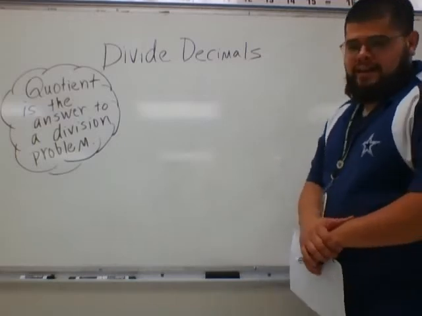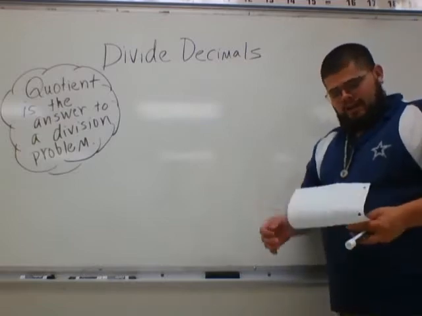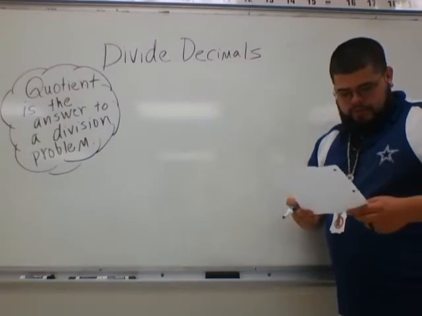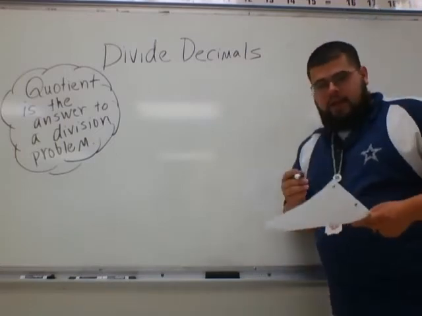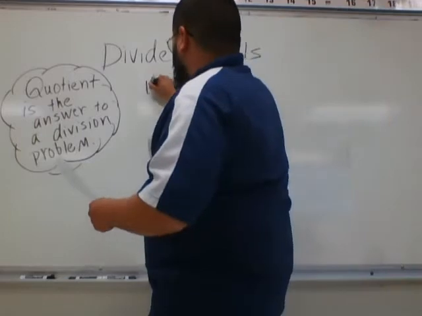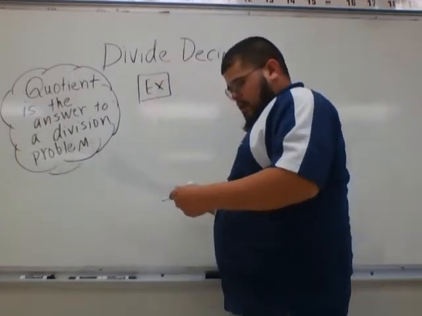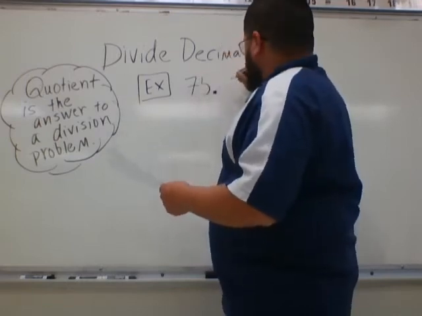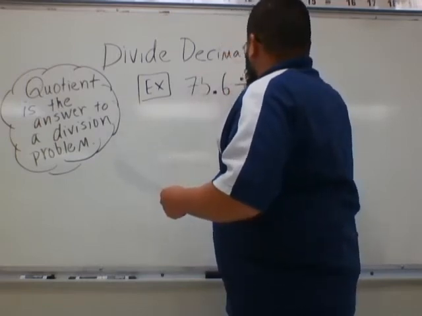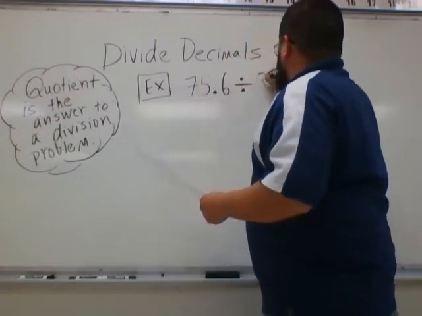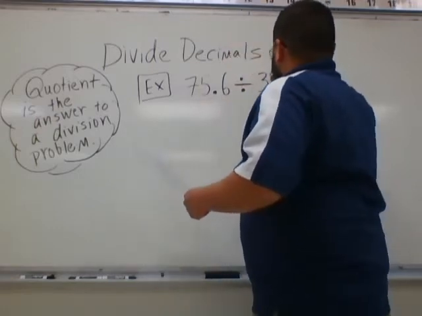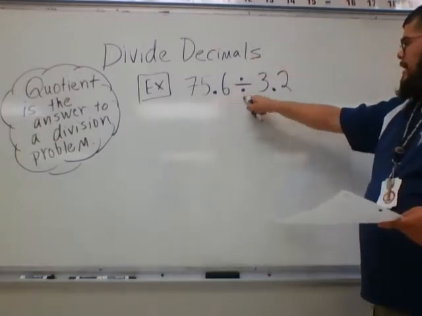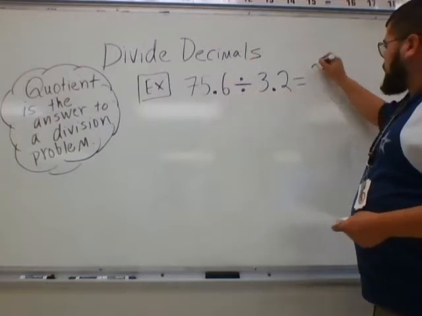Hey guys, we're going to go ahead and continue on with dividing decimals. We got one more example that we want to go over, and we'll be finished with dividing decimal examples for right now. So we're going to continue with this example. I'm not going to name it, I'm just going to say it's an example. We're going to do 75.6 divided by 3.2. Okay, so we got 75.6 divided by 3.2 equals question mark.